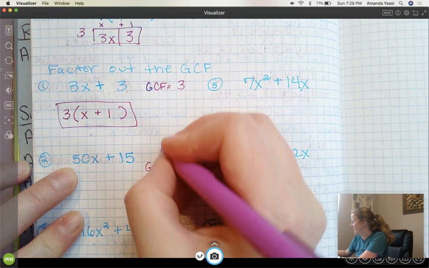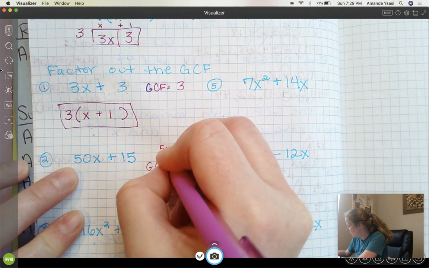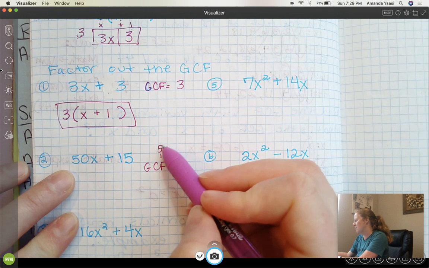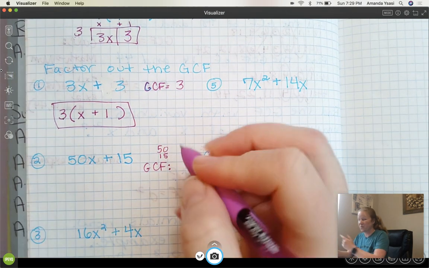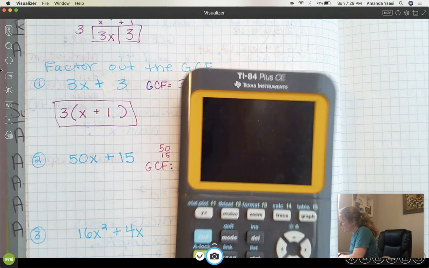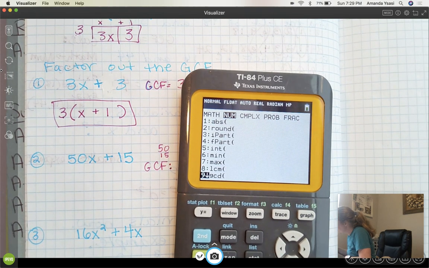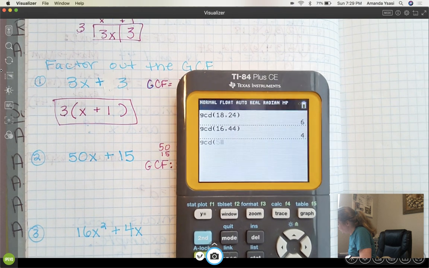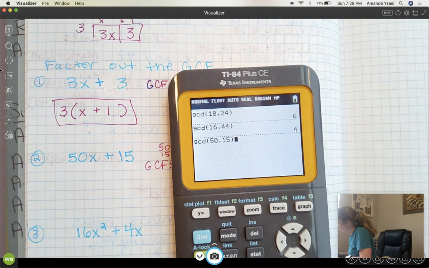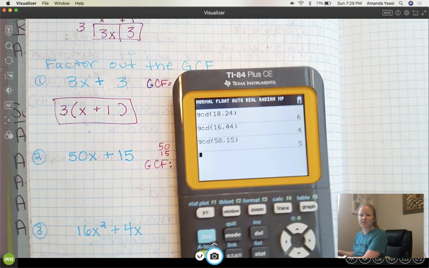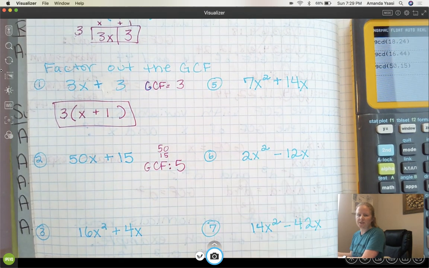50 and 15. So you are going to have to find that. If you want to use a calculator, you can do that. So go here, go to math, num down to 9, and then we're going to do 50 comma 15. We get 5. So 5 is our GCF.